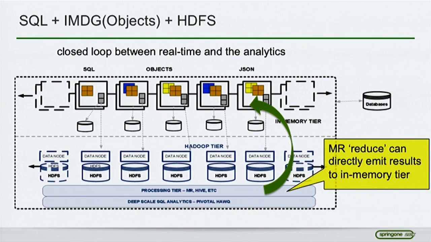And then finally, once I analyze it inside Hadoop, the results of a map-reduce job can automatically make their way back into the online tier, essentially the in-memory tier, right? So the map-reduce can emit results back into the online tier.